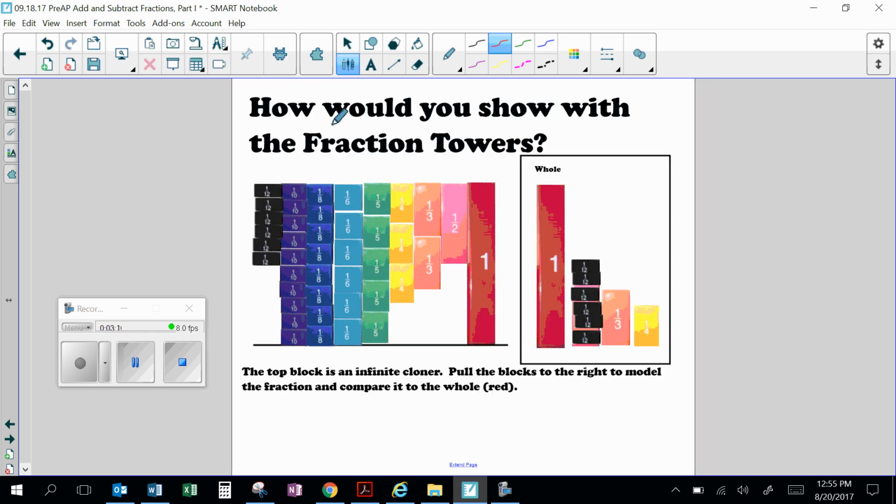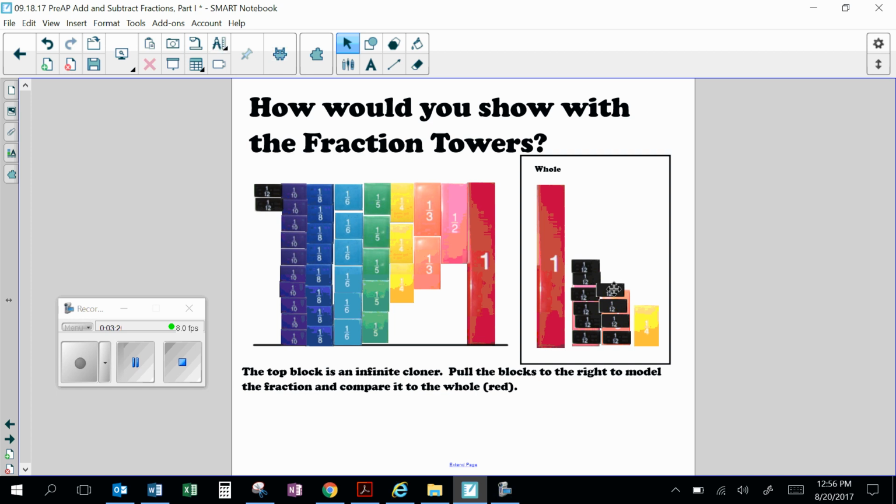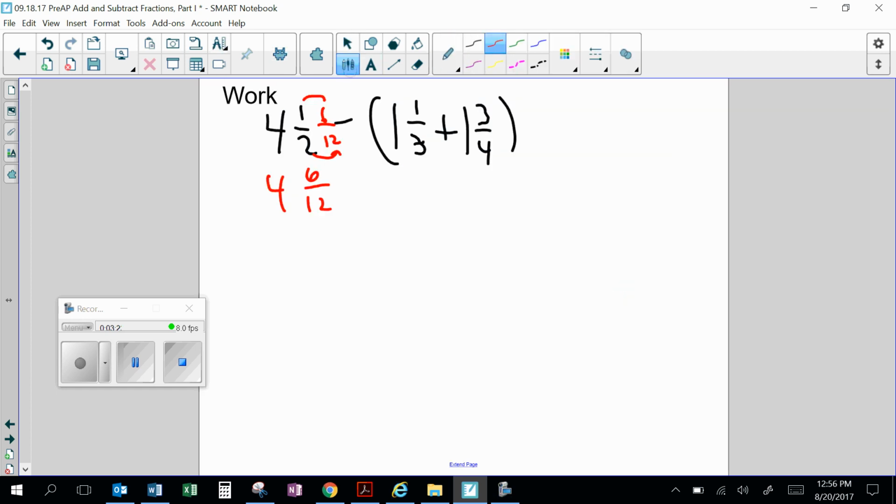1/3 now. How can I rename 1/3 as 12ths? 1/12, 2/12, 3/12, 4/12. So I can rename 1 1/3 as 1 4/12. Again, how could I do that through arithmetic? Multiply both the numerator and denominator by 4.